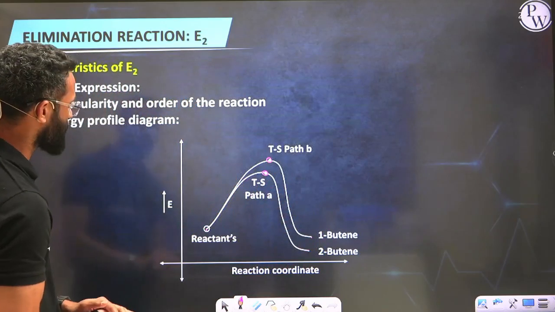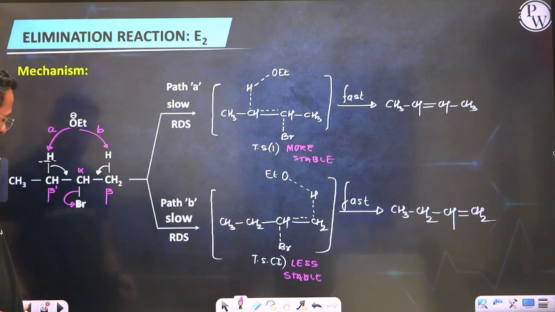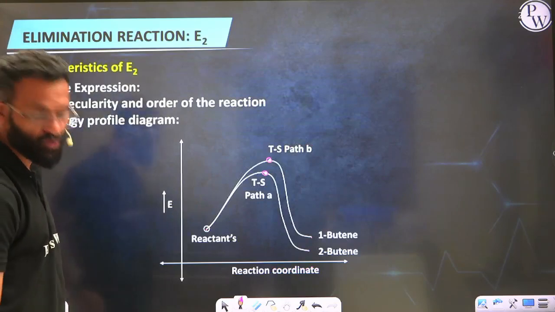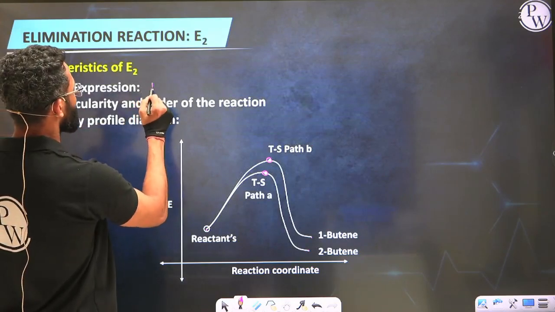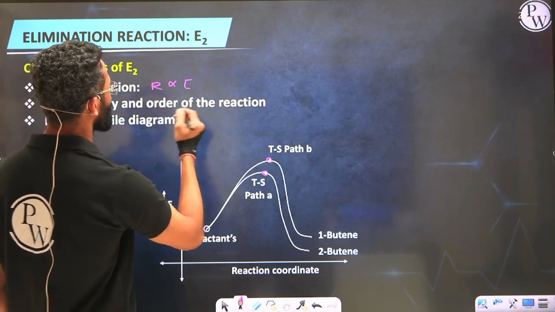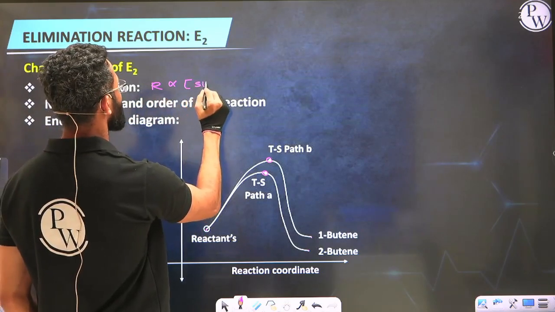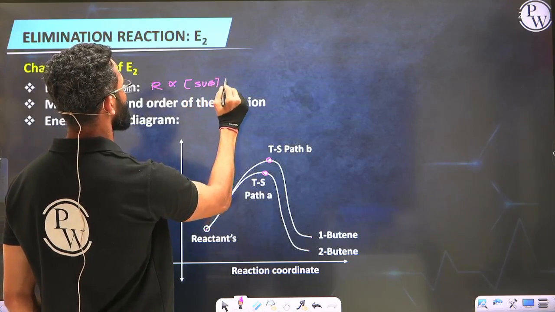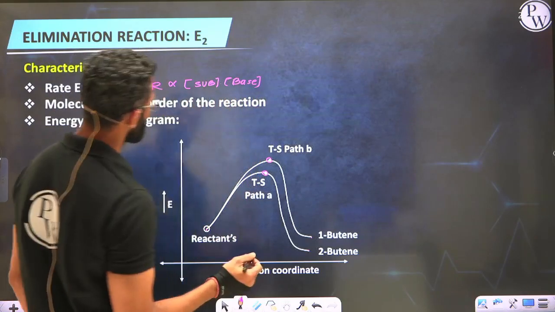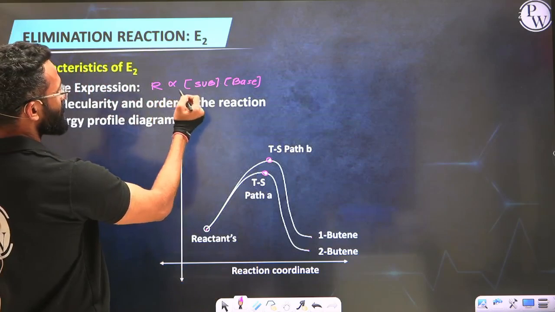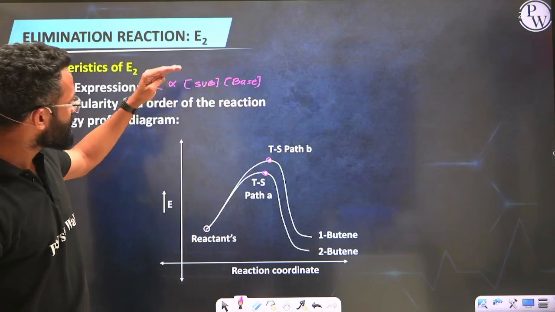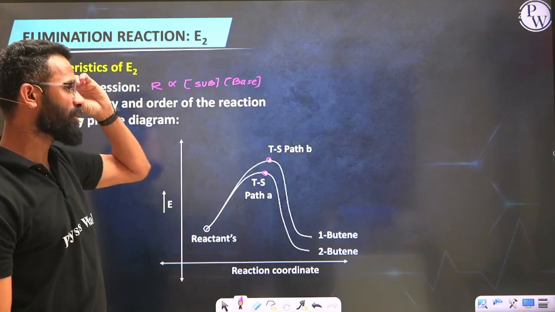Now when you talk about the rate expression, you can see in the rate determining step, both substrate and base are involved. So the molecularity of the reaction is 2, and the experimentally determined rate expression is that rate is proportional to the molar concentration of substrate as well as base. Hence rate is equal to K into the product of molar concentration of substrate and base, meaning by altering the concentration of any of these, the rate of reaction will also be altered because it is directly related to it.